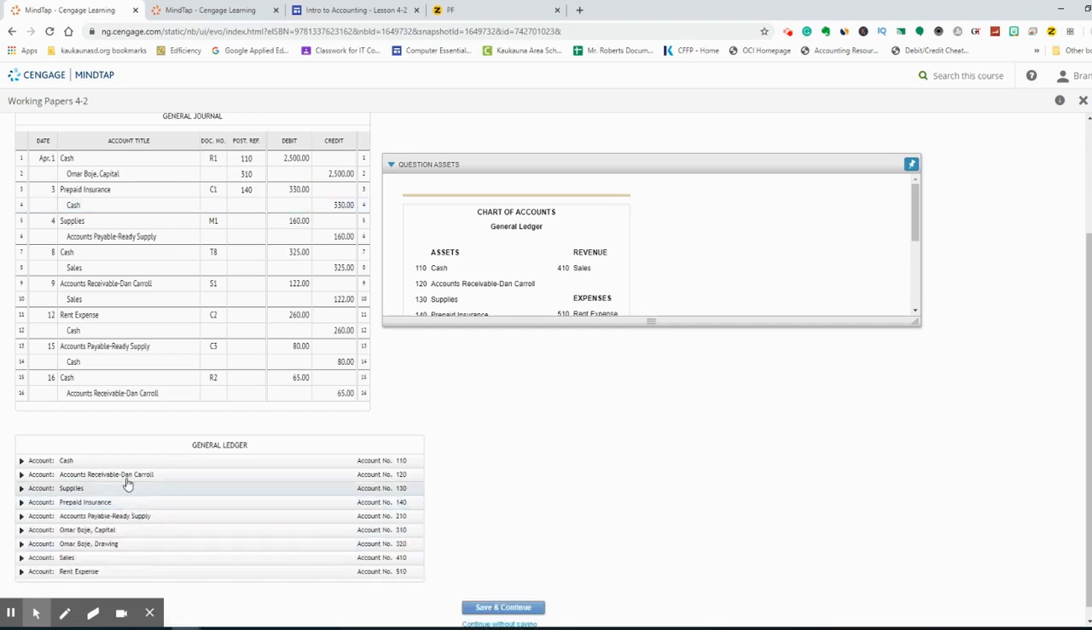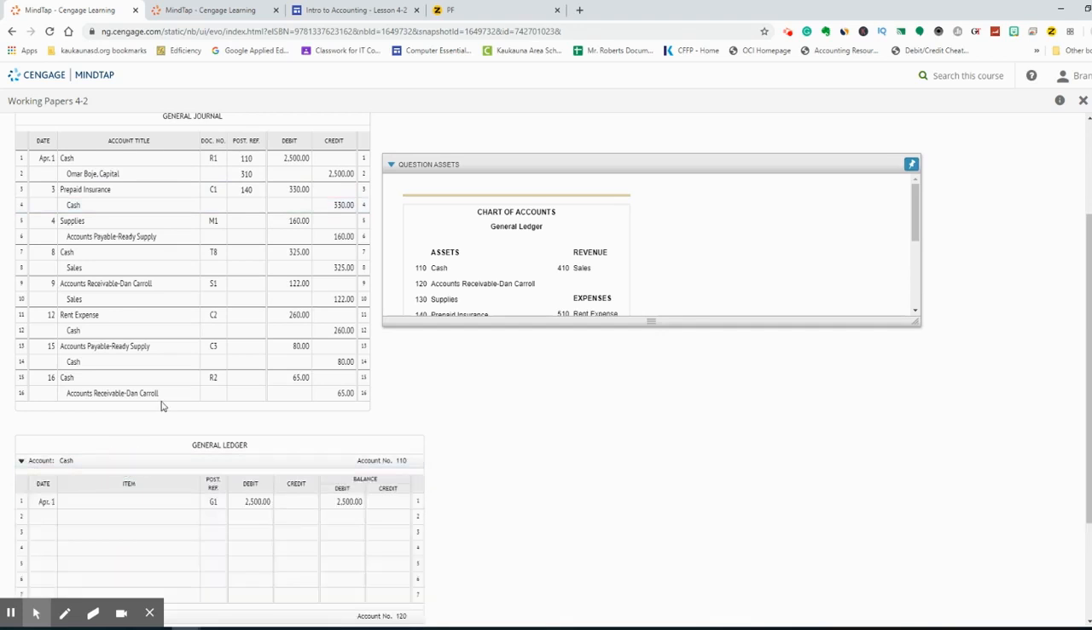Next, we have cash. Now is where things might get a little bit more complicated. But first thing we do, we follow the 5 steps. We write down the date, which is the 3rd, right in the post reference, which is G1. Then we're going to write down if it's a debit or credit. And here it is a credit of 330. Okay, so now we need to write down this balance.